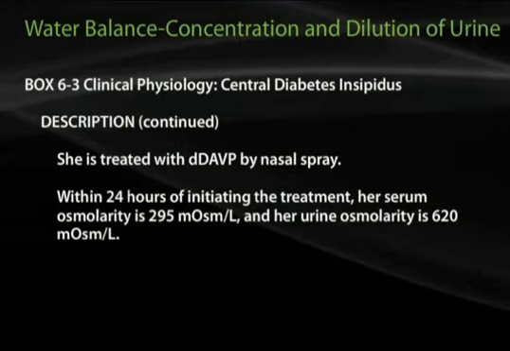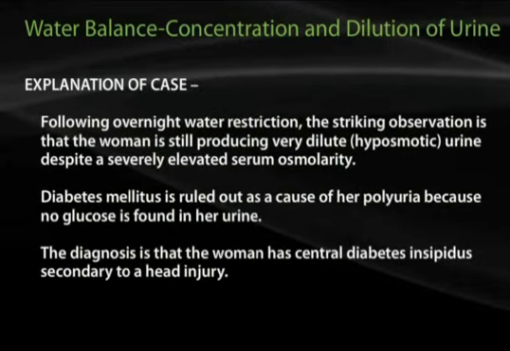Let's explain the findings. Following overnight water restriction, the striking observation is that the woman is still producing very dilute or hypoosmotic urine despite a severely elevated serum osmolarity. Diabetes mellitus is ruled out as the cause of her polyuria because no glucose is found in her urine. The diagnosis is that the woman has central diabetes insipidus secondary to a head injury.